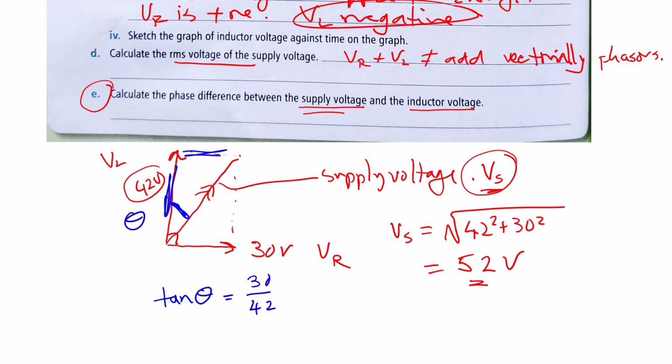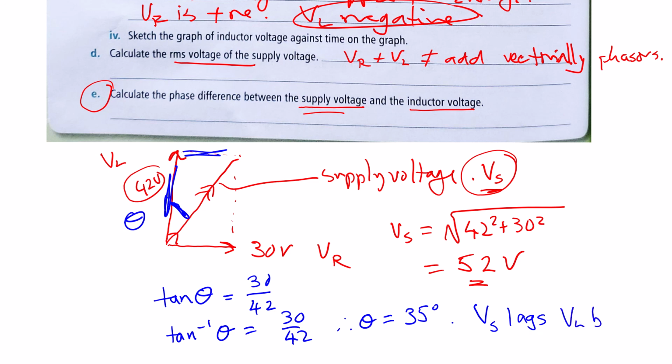So we write inverse tan theta is equal to 30 over 42, which gives us theta equals 35 degrees. So we can say the voltage across the supply lags, falls behind the voltage across the inductor by 35 degrees. That's the phase difference.